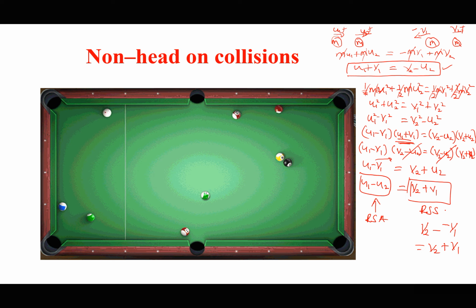Okay, so let's now talk about a non-head-on collision. What do we mean by non-head-on collision? Unlike head-on collision where the bodies were moving in a straight line, and even after the collision, they continued to move in a straight line. For non-head-on collision, this is what you always observe when you are playing this kind of game every day. The collisions do not necessarily need to be in a perfect straight line.